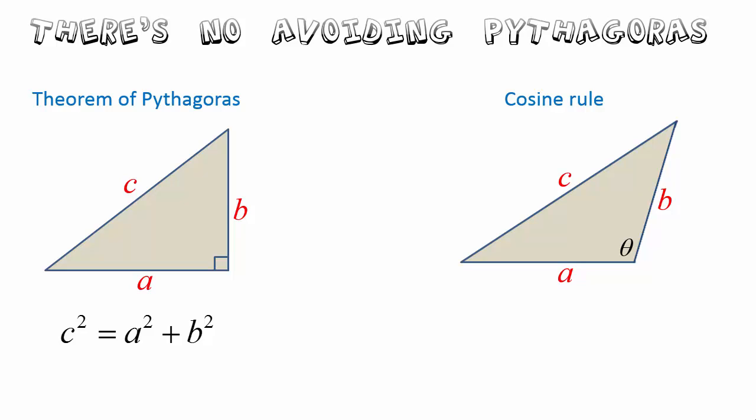And the formula that relates those three sides with the angle is C squared equals A squared plus B squared minus 2AB cos theta. Do you notice something? Pythagoras' formula seems to be embedded in the cosine rule, doesn't it?